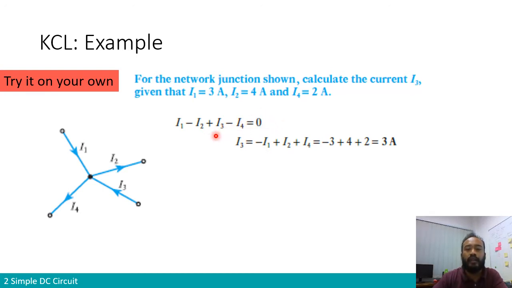If you want to find I3, because we know the other currents I1, I2, and I4 are given, you isolate I3 and bring I1, I2, and I4 to the other side. You'll get I3 equals minus I1 plus I2 plus I4, which gives you minus 3 amps.